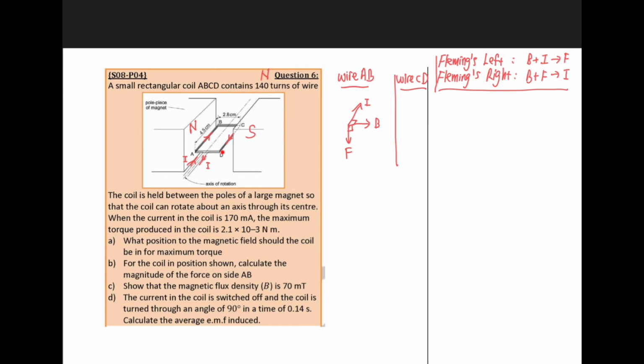Okay, so let's find out CD. The current is flowing from C to D. Okay, meaning that the current is flowing this way. The B is this way. Okay, so we use Fleming's left hand rule again to find the force. The force is upwards.